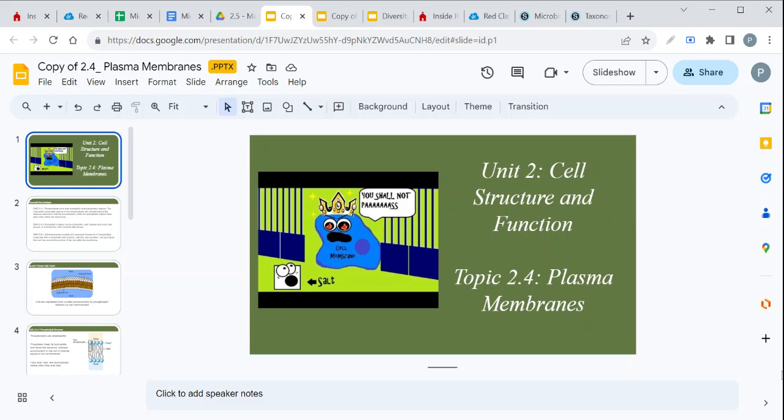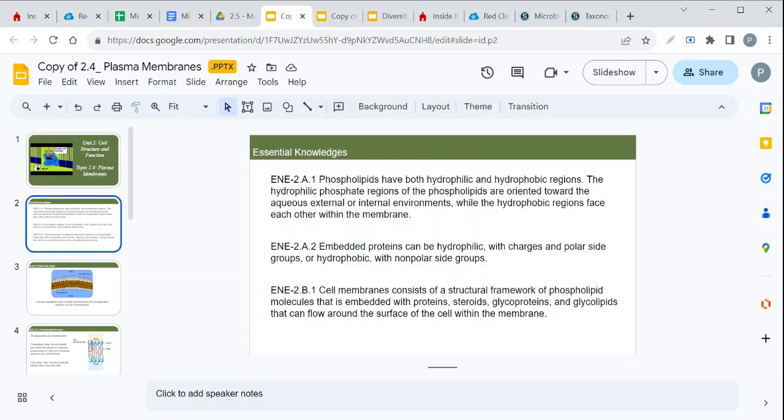Okay, everybody, welcome to your next lesson on plasma membranes. Just to give you a heads up, a plasma membrane is synonymous with the cell membrane. So what we're going to be talking about today is really just the cell membrane. Now, this will actually apply to any membrane. When you think about what things have membranes, we always talk about the cell membrane, the plasma membrane, right?